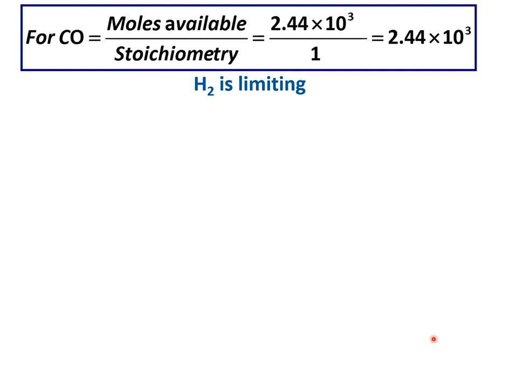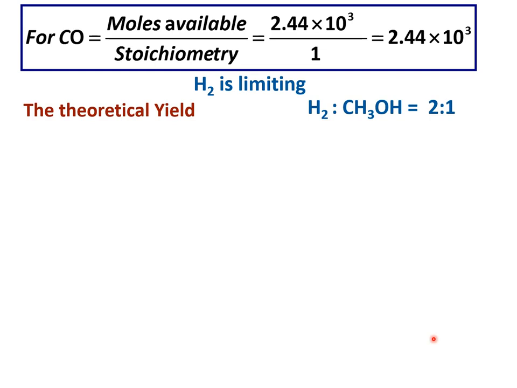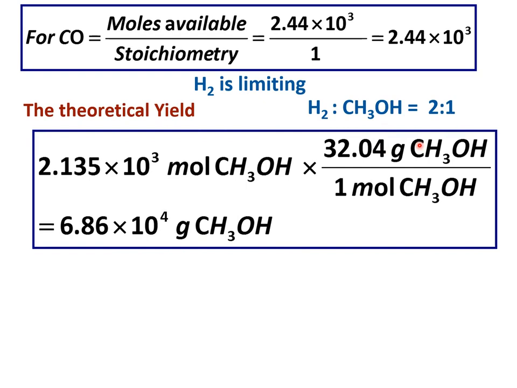Then the number of moles of methanol will depend on the limiting reactant, which is hydrogen. How many moles of hydrogen do we have? This is the stoichiometry of hydrogen to the methanol in the balanced equation, 2 to 1. So initially hydrogen was 4.2 something.